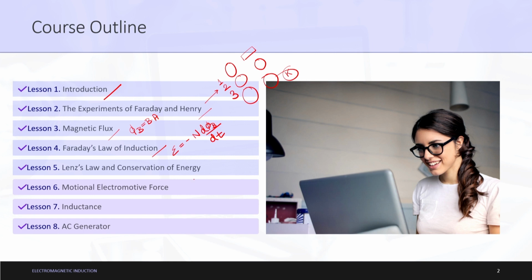Then Lenz's law and conservation of energy, followed by motional electromotive force. For a conductor it was equal to B L V. Then we talked about eddy currents, applications of eddy currents and so on. Today we will start with inductance.